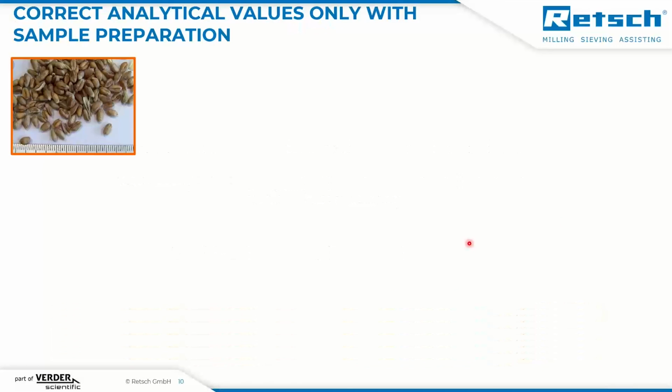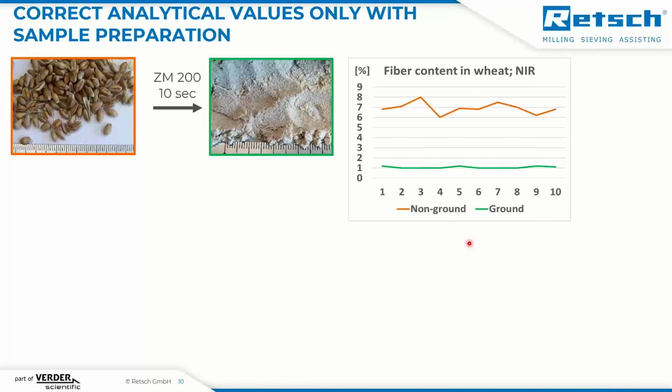Another aspect is that you can come to incorrect values when you do not do proper sample preparation. For example, here, this wheat grain, you can just analyze this unground wheat, or you can mill it up and come to this finely ground wheat sample. And again, you can take independent subsamples and analyze the fiber content via NIR analytics. And then you see that you get really different results. The analytical result for the non-ground sample is here around 7% fiber content, and for the ground sample, it's around 1%.